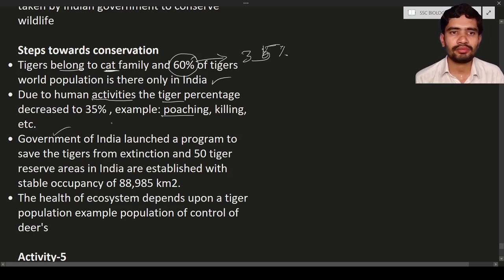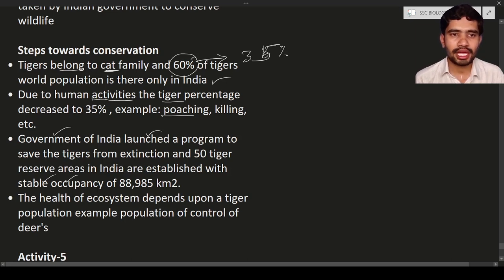So here the government of India took some initiatives and launched programs to save these tigers from extinction, and also 50 tiger reserves were established with a stable occupancy of 88,985 square kilometers. So this much area is utilized for saving these tigers.